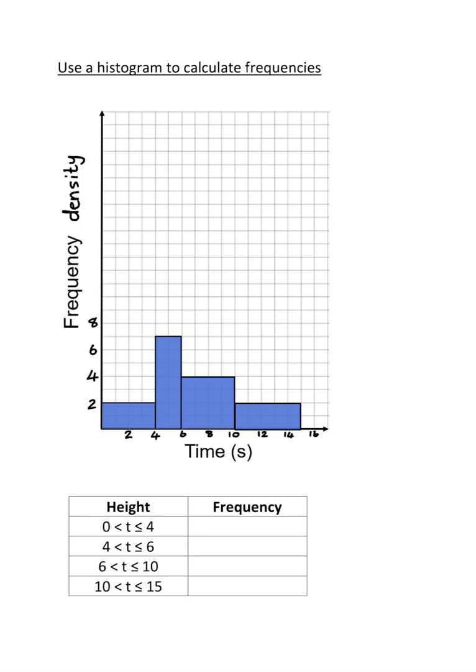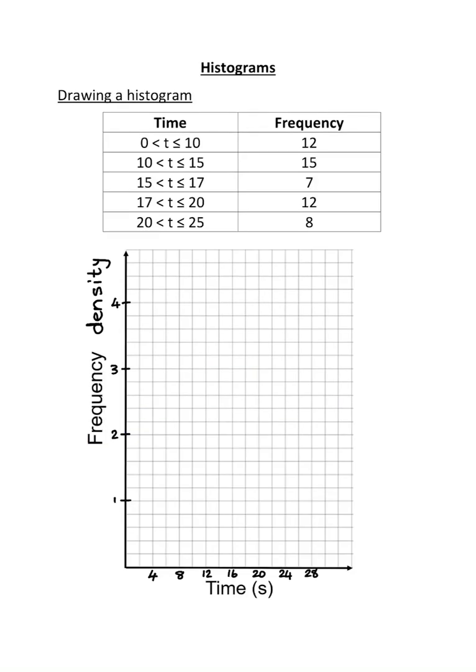Be aware that the questions could be a bit more complicated than that, but in essence, these are the two skills you need to be able to do. So first of all, drawing a histogram. The first thing we need to calculate is the frequency density. As you can see, on the vertical axis, you have to have the frequency density. The horizontal axis will be time or height or length or whatever the histogram is about. So in this case, the first thing we need to do is find the frequency density.